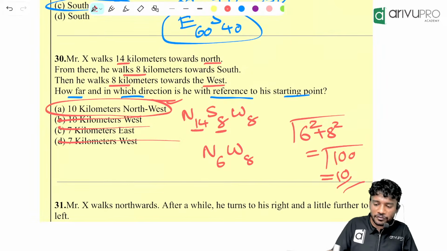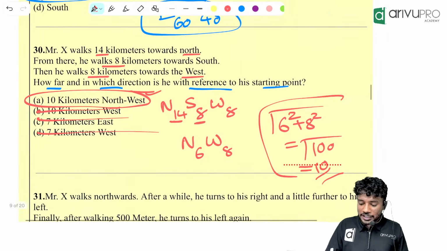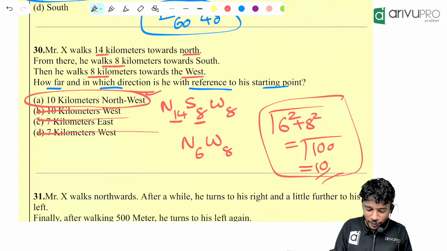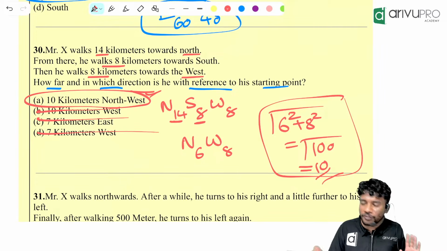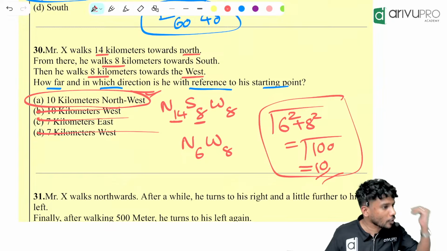Now tell me, people, if you are in exam hall, will you do this calculation? Not required, because we already eliminated all the other options. Directly go for option A and confirm the answer in the OMR sheet.